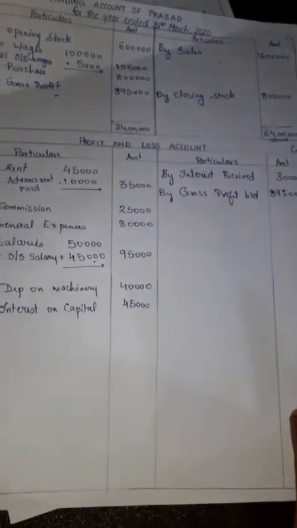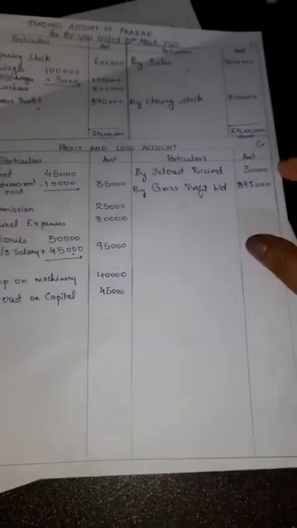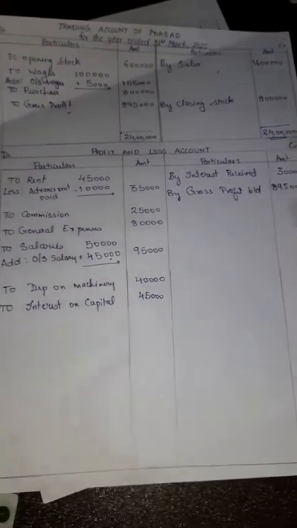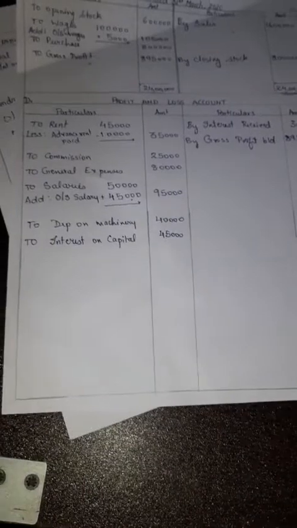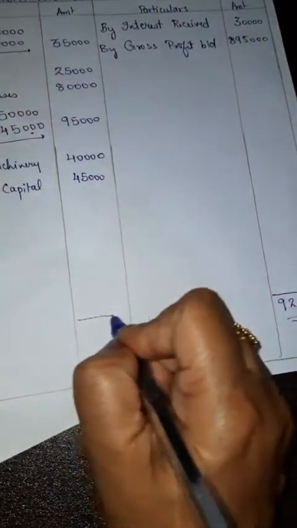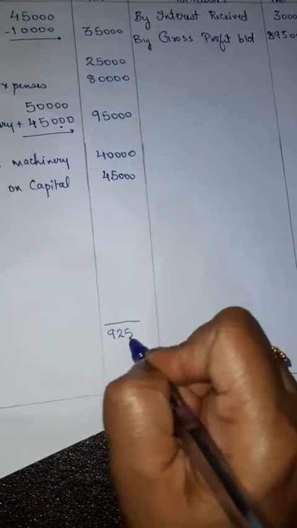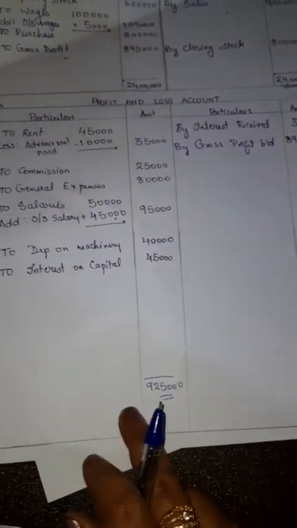Now I will close the profit and loss account the same way I did with the trading account. I will make the total of the credit side first, then the total of the debit side. I will see which side is more. When I calculated both the totals, I got that my credit side was more, with the amount coming on the credit side as 9,25,000. Since the amount which is more has to be written on both sides, I wrote 9,25,000 in both debit and credit side.